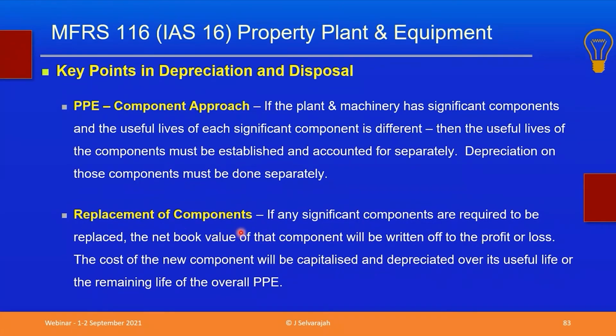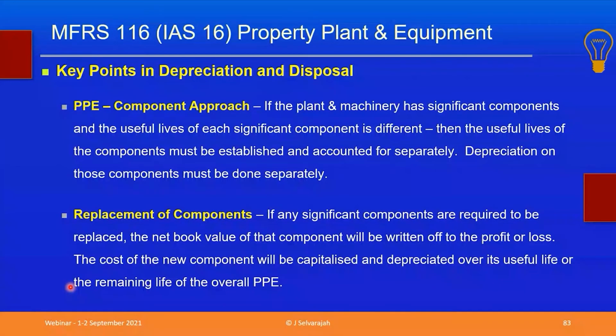Now, replacement of components. If any significant components are required to be replaced, such as the motor, the net book value has 5 years, and you are depreciating every year. So the net book value of that component, when you take it out, you write off to the P&L account. Buy a new component. It may be more expensive because of the inflation over time. Put that in, capitalize it, and start depreciating it again. All right? The cost of the new component is capitalized and depreciated over the useful life of the overall PPE.